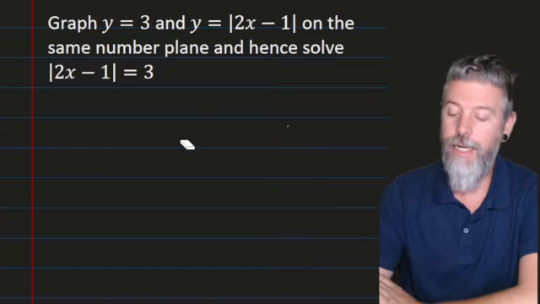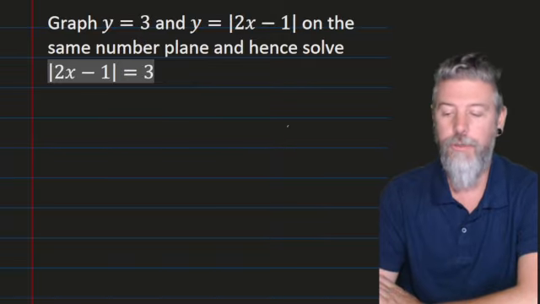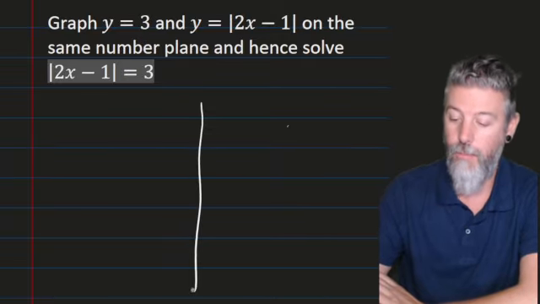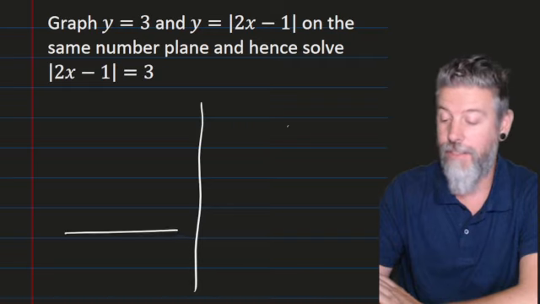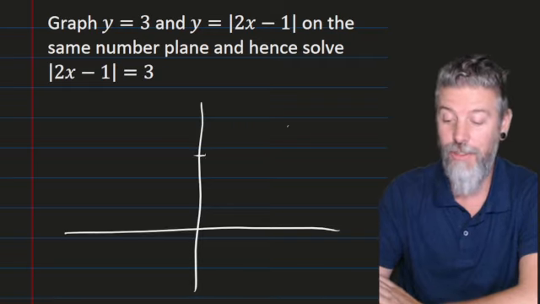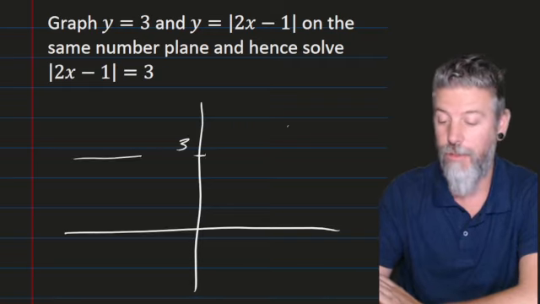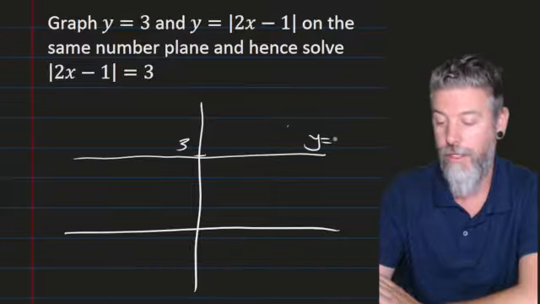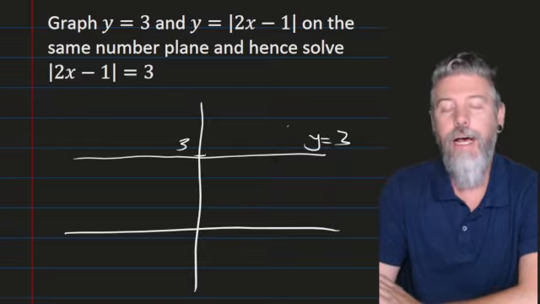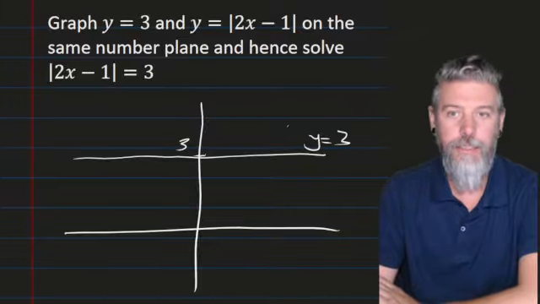So we're looking now at two different graphs, y equals 3 and y equals the absolute value of 2x minus 1. Now, y equals 3 is a very easy graph to draw because we just go to 3 and we draw a line across, and this is y equals 3. All right, now this other part, 2x minus 1.